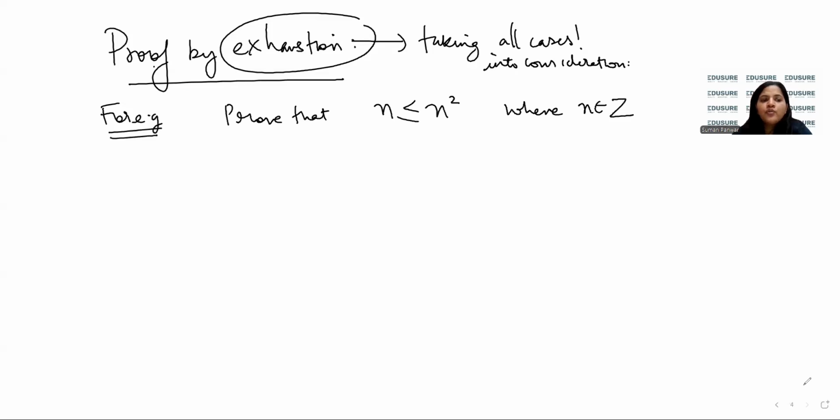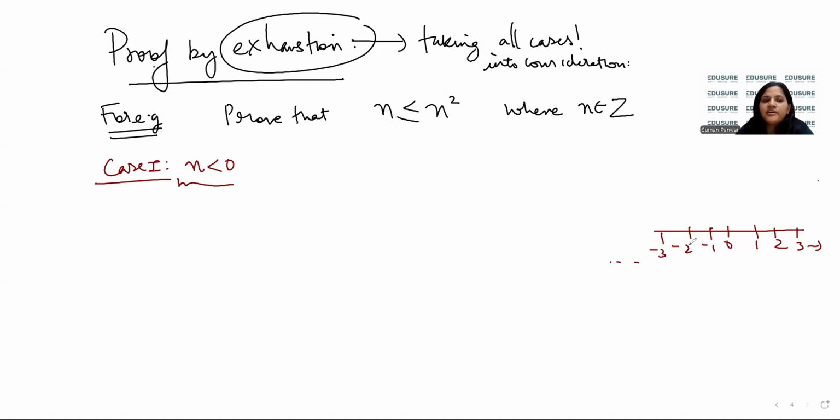So how do you prove it by exhaustion? We take cases. So case 1. So what are integers? 0, 1, 3, and so on. Minus 1, minus 2, minus 3, and so on. So case 1, if n is less than 0. So basically negative integer. Now if n is less than 0, n square is always greater than or equal to 0.